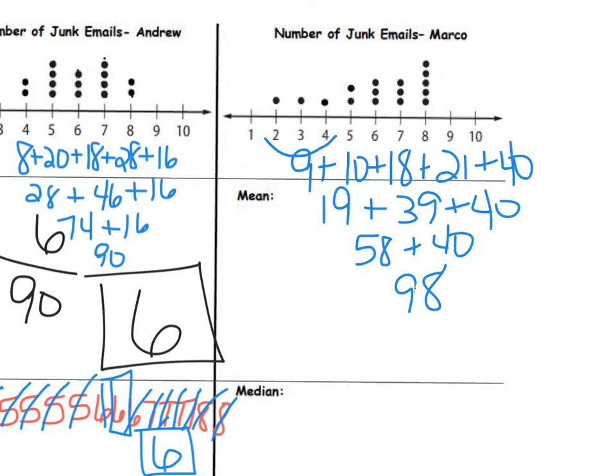Okay, now that we have it, what do we do? Yeah, divide 98 divided by, and they are 16 points. You're supposed to count that, 16 points. So how many times does 16 go into 98?